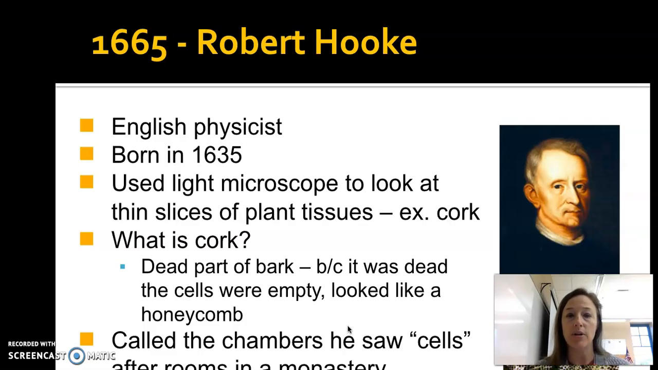Robert Hooke studied cork. Cork is just dead plant cells, and this is a picture of cork. And so the cell walls are still there, because cell walls don't degrade very easily, but all of the stuff inside, the cytoplasm, the nucleus, all that is degraded, it's gone. And he was familiar with monasteries, and monasteries are broken up into rooms that we call cells.